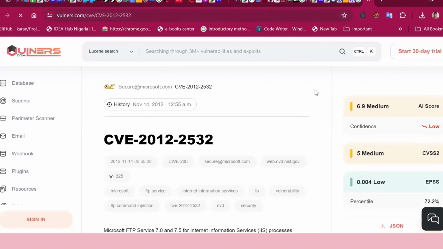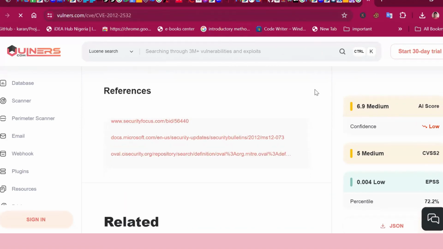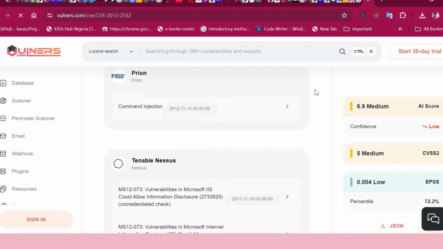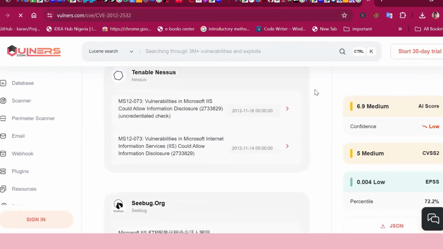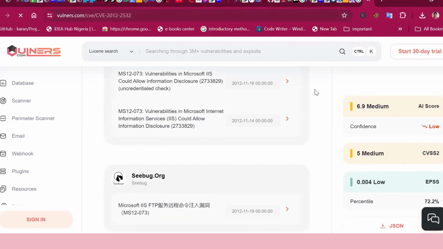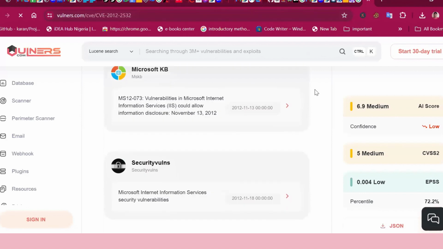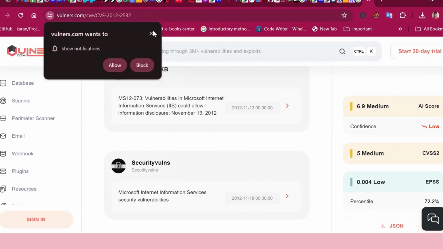nvd.nist.gov, where I pulled up a particular vulnerability with the CVE ID. Okay. Did you check nvd.nist.gov? Yeah, I did. It's still stating the exact same thing.